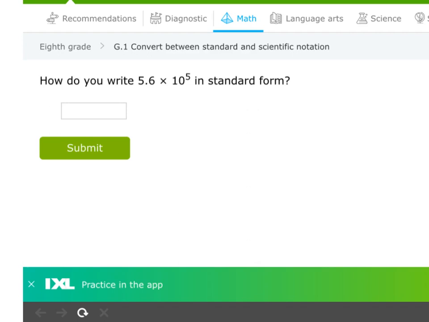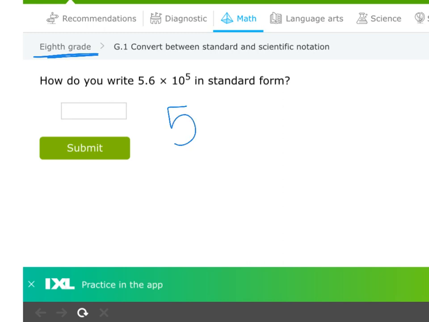This screencast is some instructions on how to do IXL for our flexible instruction day. So one thing I want to point out for G1 is that it's 8th grade. So if you do G1 for Algebra 1, you are going to have to redo it. So it says, how do you write 5.6 times 10 to the 5th in standard form?